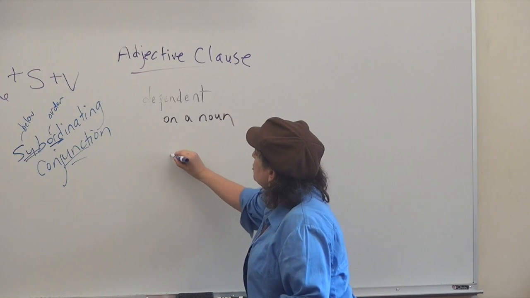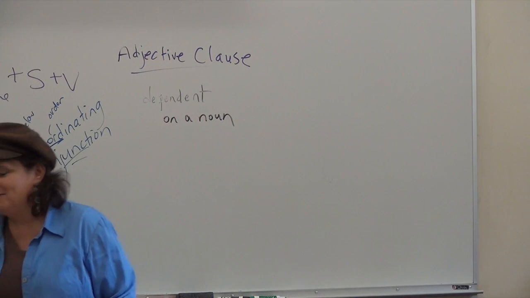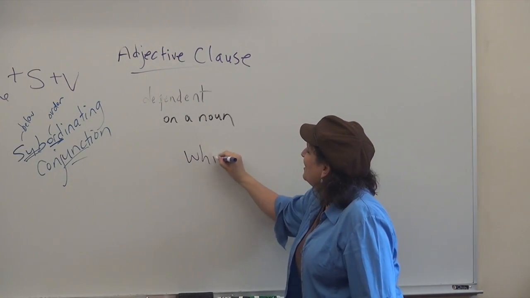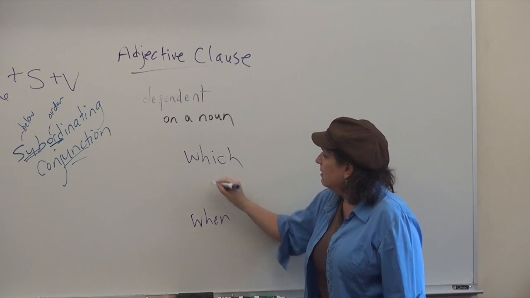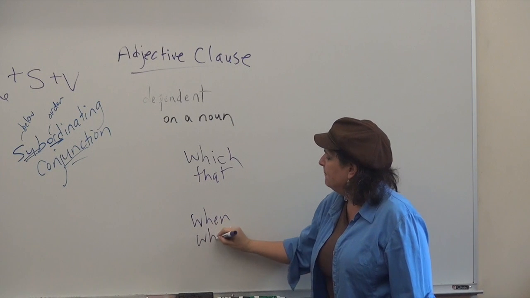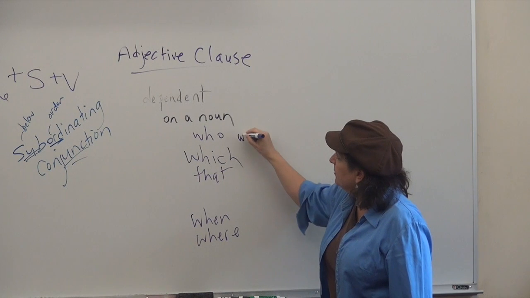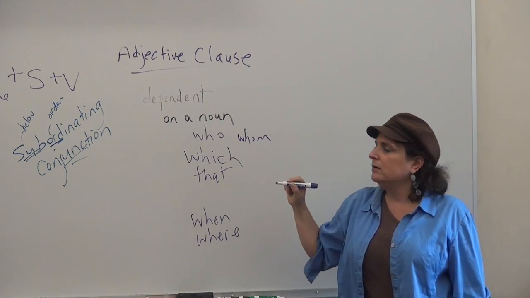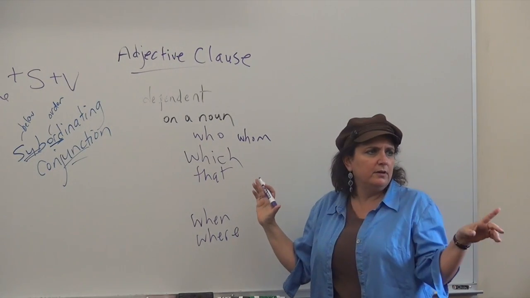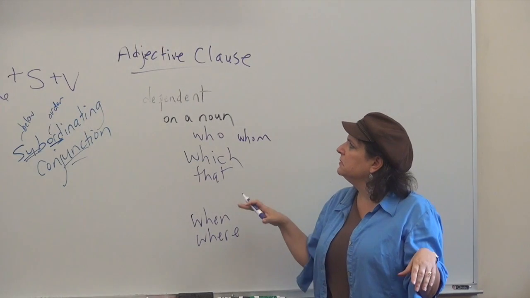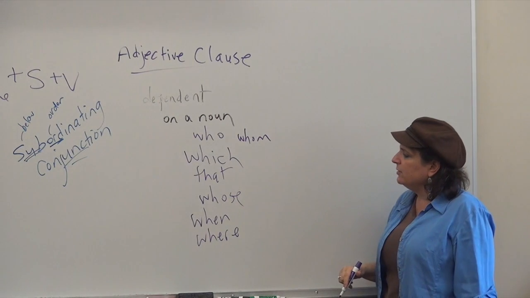That. Which? When. That. Okay, adjective clauses. When, where, that, who, whom. Not why. Not how. Whose. Okay, I think that's it. Who, whom, which, that, whose, when, and where.